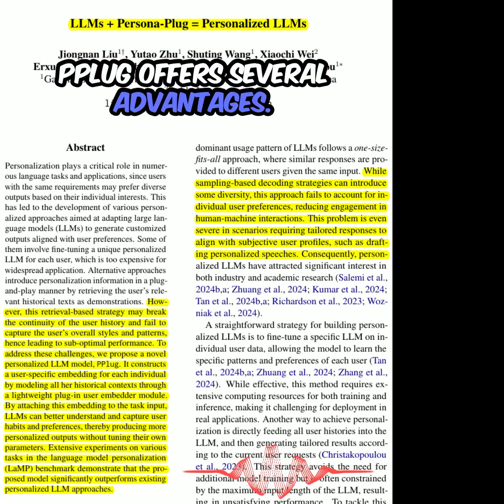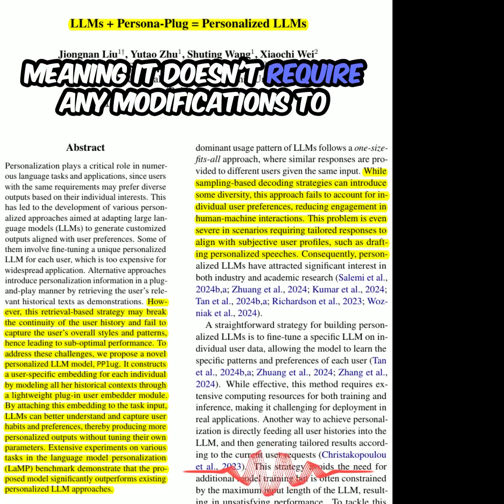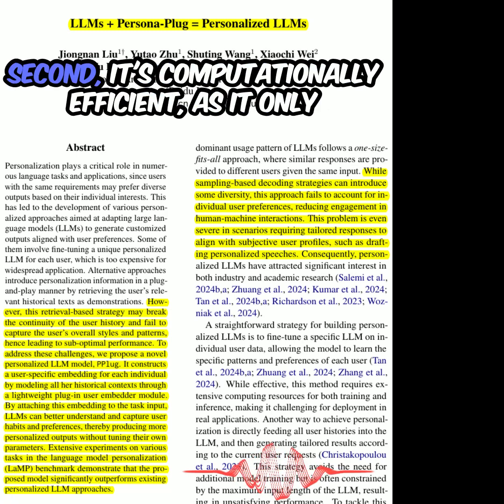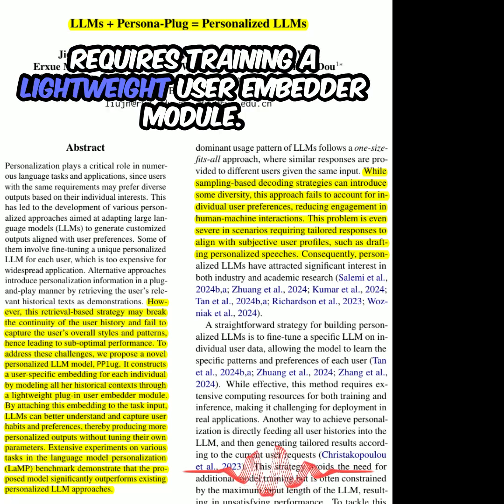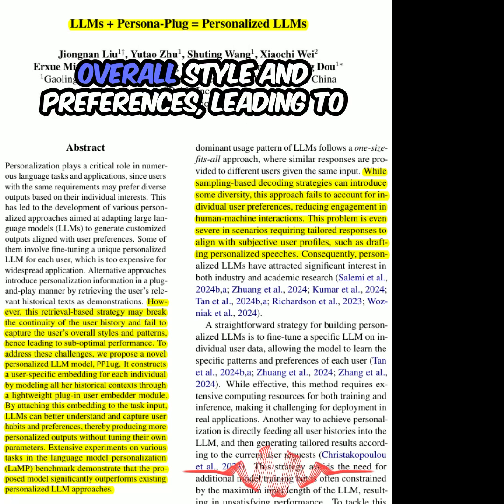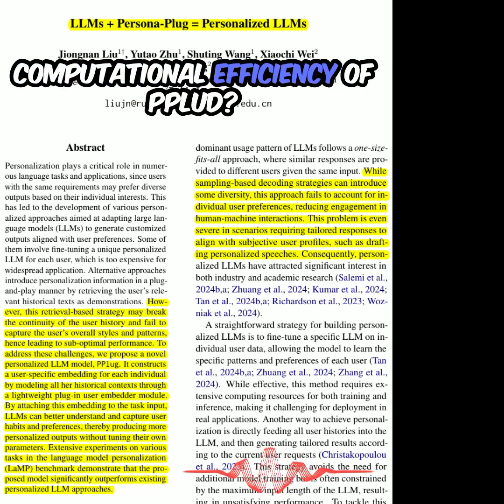P-Plug offers several advantages. First, it's a plug-and-play approach, meaning it doesn't require any modifications to the LLM's structure or parameters. Second, it's computationally efficient, as it only requires training a lightweight user embedder module. Third, it can capture the user's overall style and preferences, leading to more consistent and personalized outputs. Can you elaborate on the computational efficiency of P-Plug?